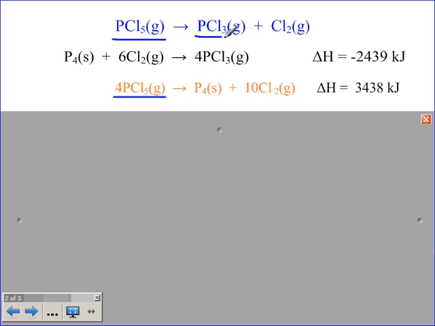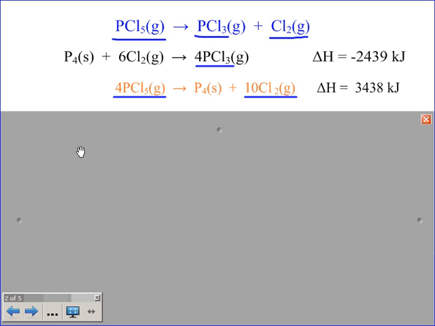PCl3 is on the product side, and here's PCl3 on the product side. And our last one, chlorine gas, is a product. It's a product on this equation too. And I'm not concerned that it's also showing up on the reactant side, because the next thing that we're going to look for is going to take care of that. So first, I check to see if things are on the proper side of the arrow. If not, I'm going to flip them. I don't have to flip any of these.